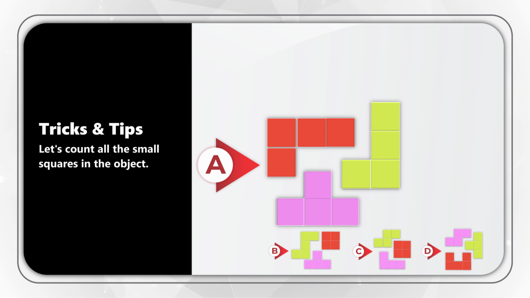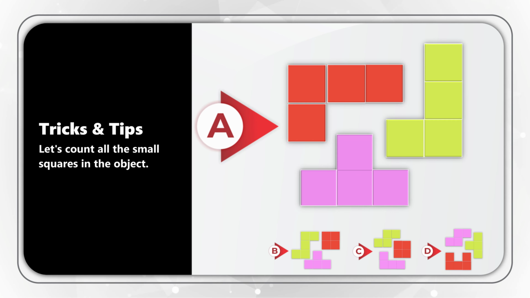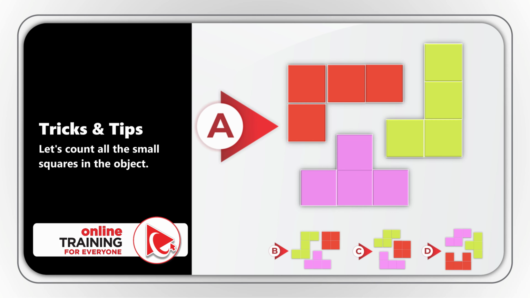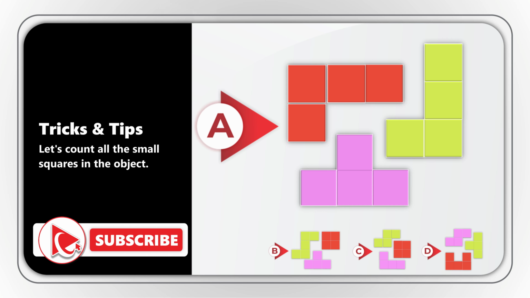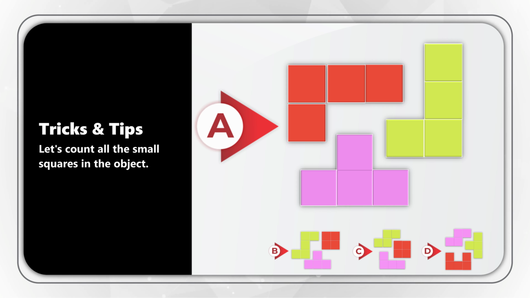But let's look at the choice A. Choice A has only 12 small squares, which would mean that choice A doesn't fit perfectly. Let's count them. 1, 2, 3, 4, 5, 6, 7, 8, 9, 10, 11, 12. You see how easy it is to eliminate choice A by just counting small squares?